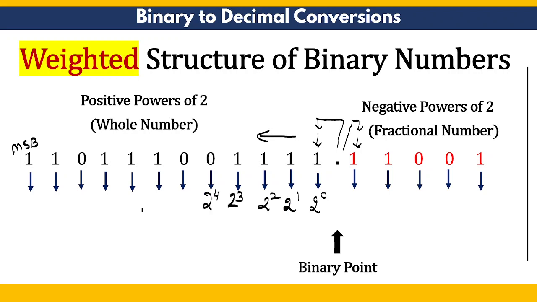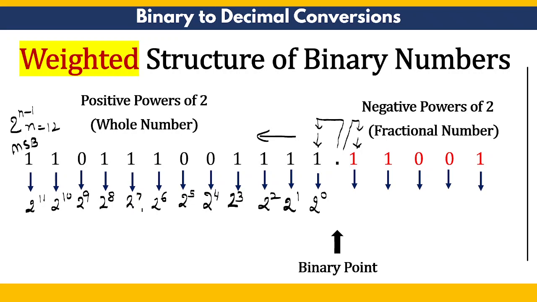For how long should I write the powers? It will depend upon how many bits you have in your whole number part. All these are positive powers and they are increasing. What is the weight of the most significant bit? That is 2 to the power of n minus 1. What is n here? Number of bits in the whole number part. So we have 12 bits. So final weight is 2 to the power of 11 because we started from 2 to the power of 0 onward.